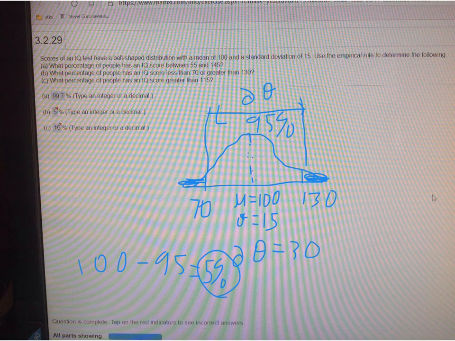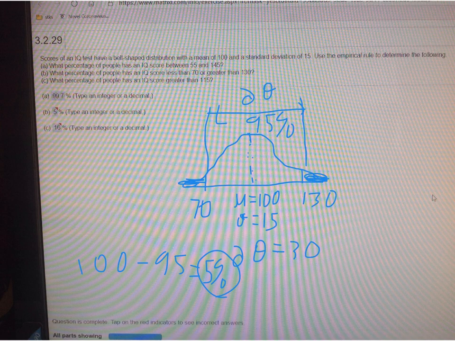Hello, I got your question here in the email. Scores on an IQ test have a bell-shaped distribution with a mean of 100 and a standard deviation of 15. Use the empirical rule to answer the following questions. I guess you got that one correct.